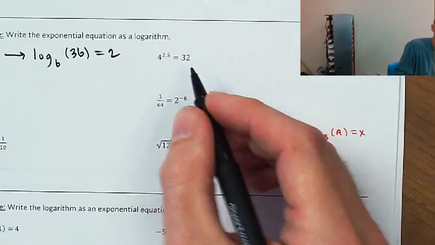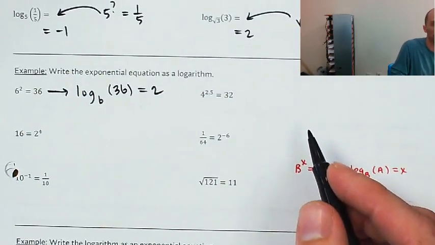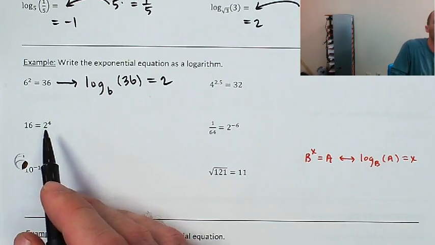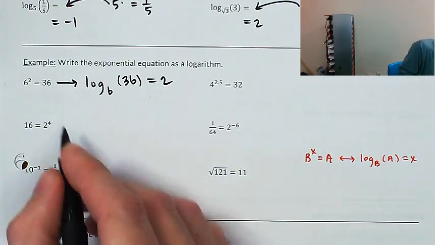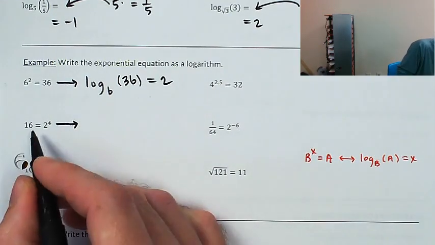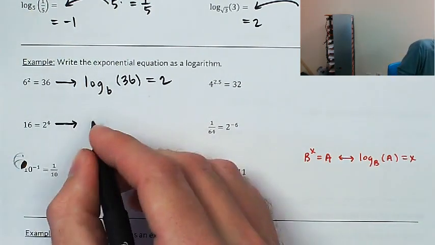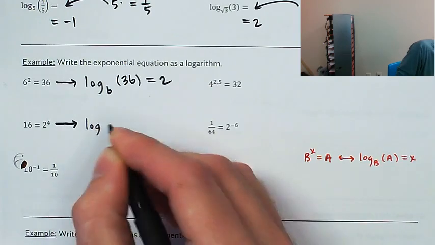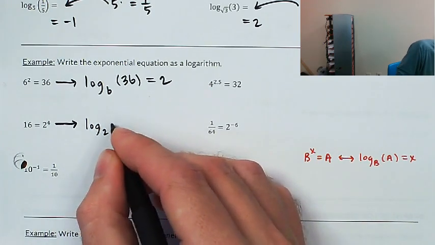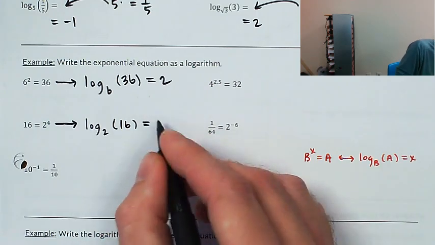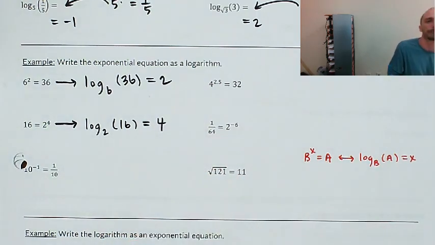Okay, and then I'll do this one. This one's very similar. I'm doing this one over here so that we had one where the exponential thing was on the left and one where it was on the right. So I'm going to say, the base of the exponential is the base of the log. The result goes on the inside, and the log is the exponent.